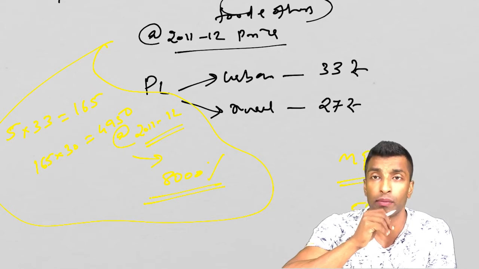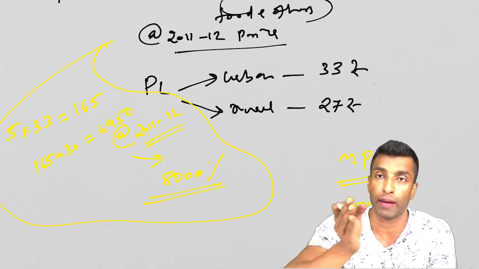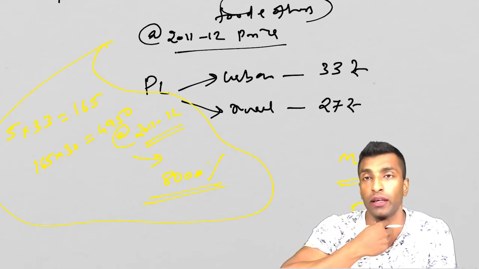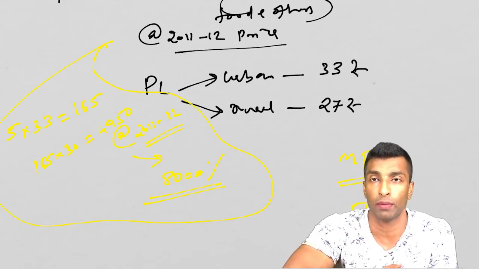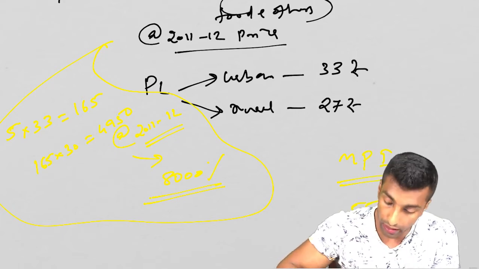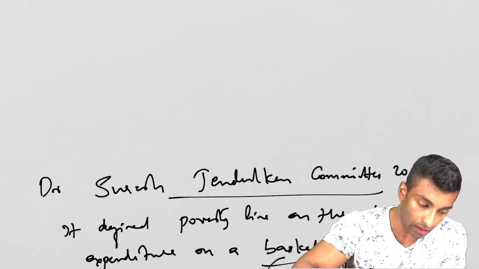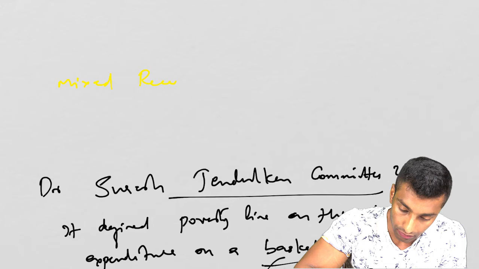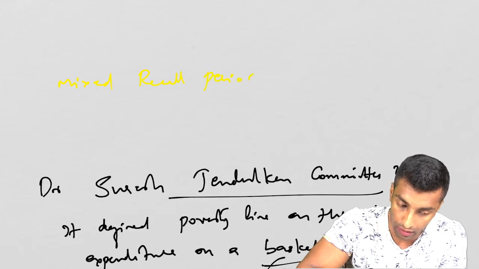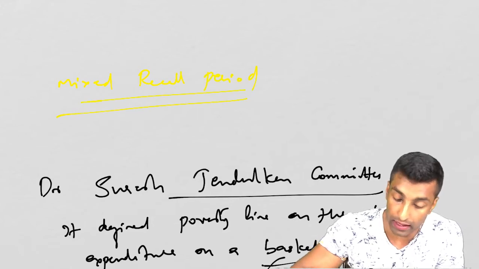Then later when Niti Aayog set up a task group, they actually diverted back to the Suresh Tendulkar Committee. Recommendations were much better. As I've already told you, it is close to the international poverty line also. So now the methodology he used is actually the mixed recall period data. Okay, mixed recall period.